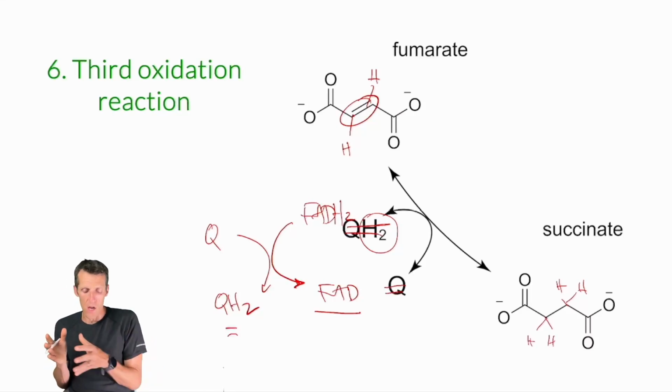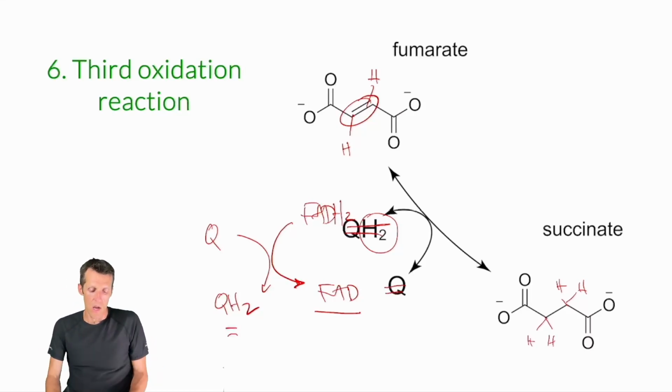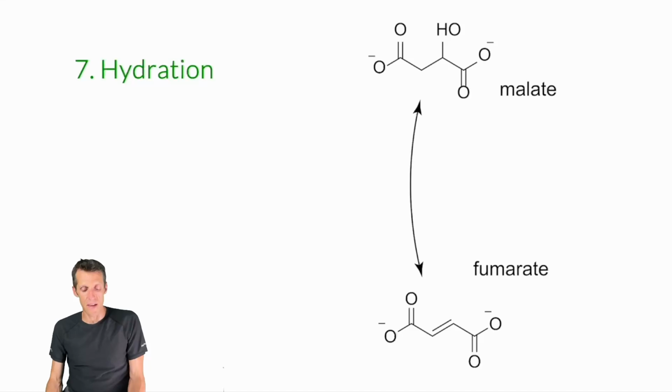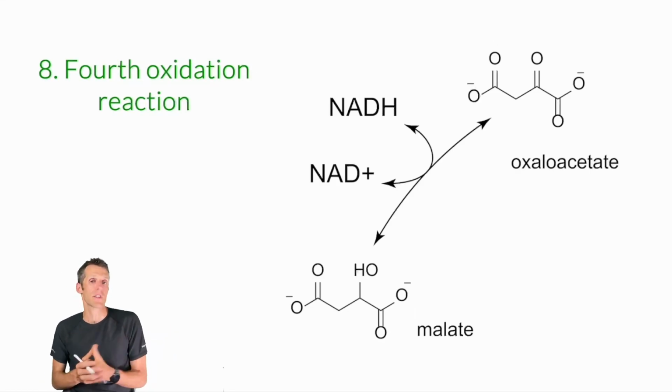We are on 6 of 8. So in this reaction, we took our succinate, we oxidized it to form our fumarate, and in the process reduced Q to QH2. Awesome. Step 7 is a very simple sort of rearrangement reaction. We're basically sticking a water in and doing a slight rearrangement of the bonds. Simple, not a particularly huge change. That sets up our last oxidation reaction.